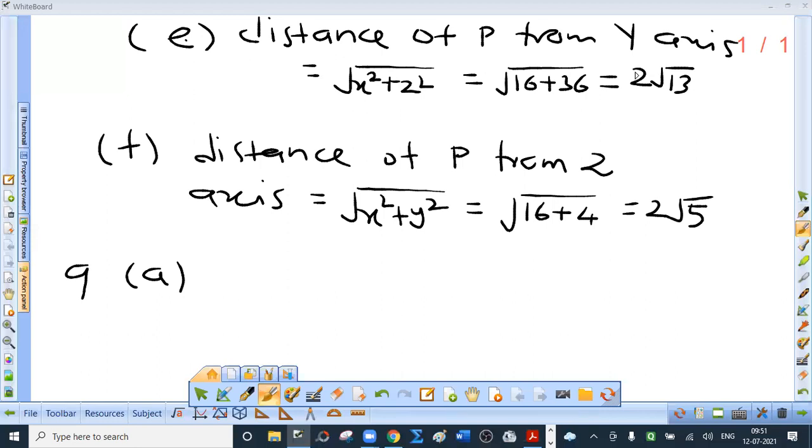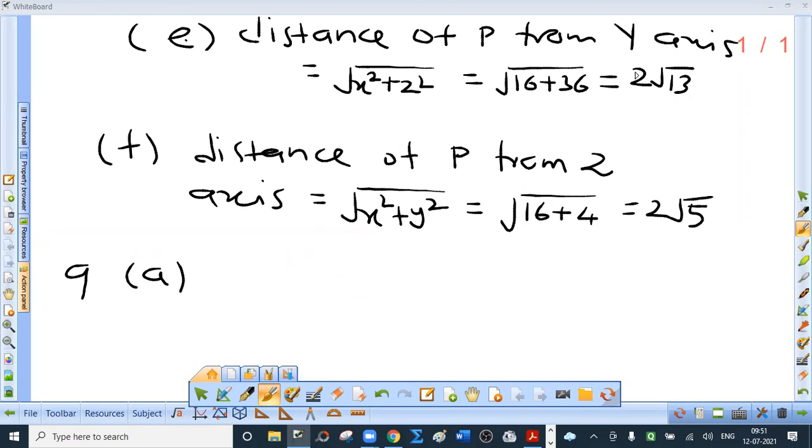Question 9, I think in the textbook it is question 8. That's why I'm reading the question first. Find the coordinates of the point which is located 3 units behind YZ plane, 4 units to the right of XZ plane, and 5 units above the XY plane. See, if we take point as P(x, y, z), what is given? Point is located 3 units behind YZ plane, behind. So X coordinate is minus 3, right?